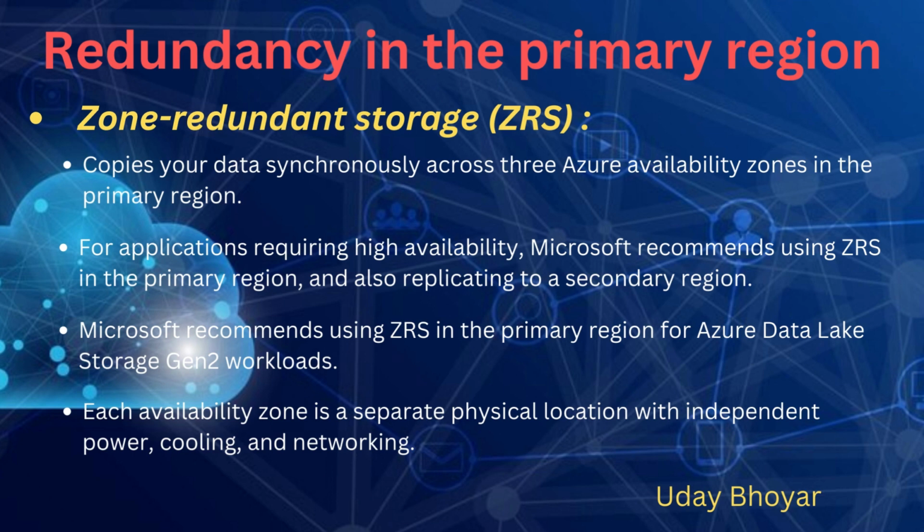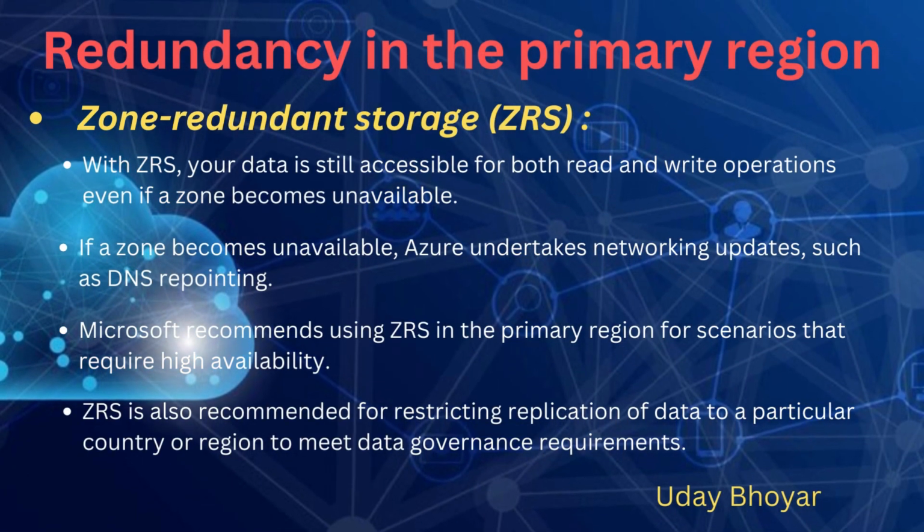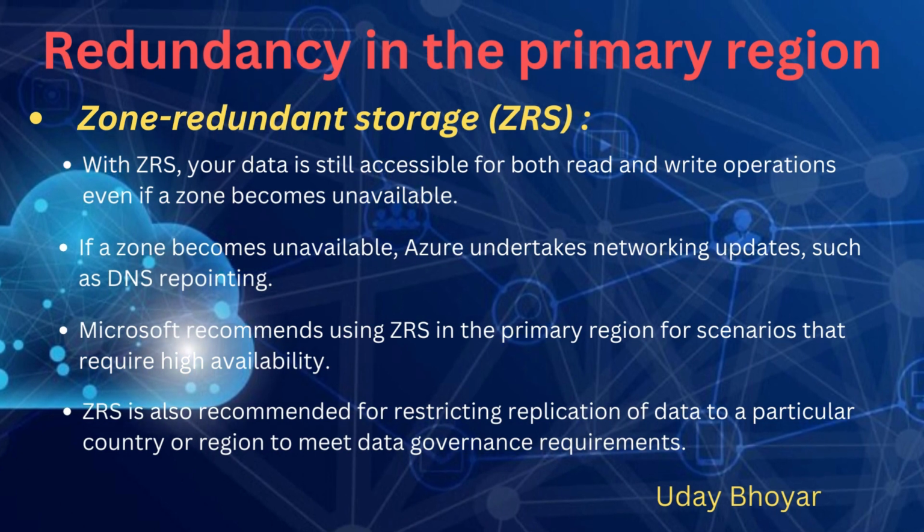Each availability zone is a separate physical location with independent power, cooling, and networking. With zone redundant storage, your data is still accessible for both read and write operations even if a zone becomes unavailable. As we have seen for LRS, if there is a failure like a fire or flood, the data center becomes unavailable and data might be lost. It is not the case with zone redundant storage, where if a zone becomes unavailable, you can still access your data for both read and write operations.